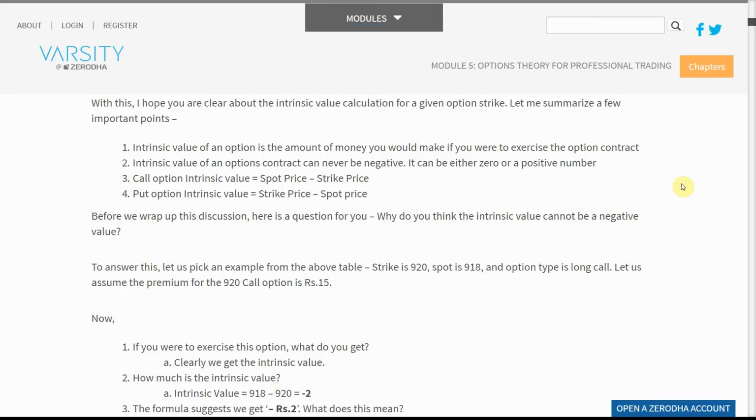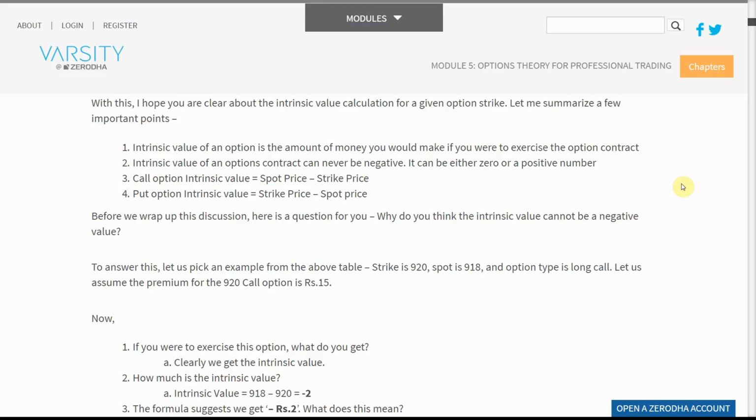Before we wrap up this discussion, here is a question for you. Why do you think the intrinsic value cannot be a negative value? To answer this, let us pick an example from the above table. Strike is 920. Spot is 918. And option type is long call. Let us assume the premium for the 920 call option is 15 rupees.